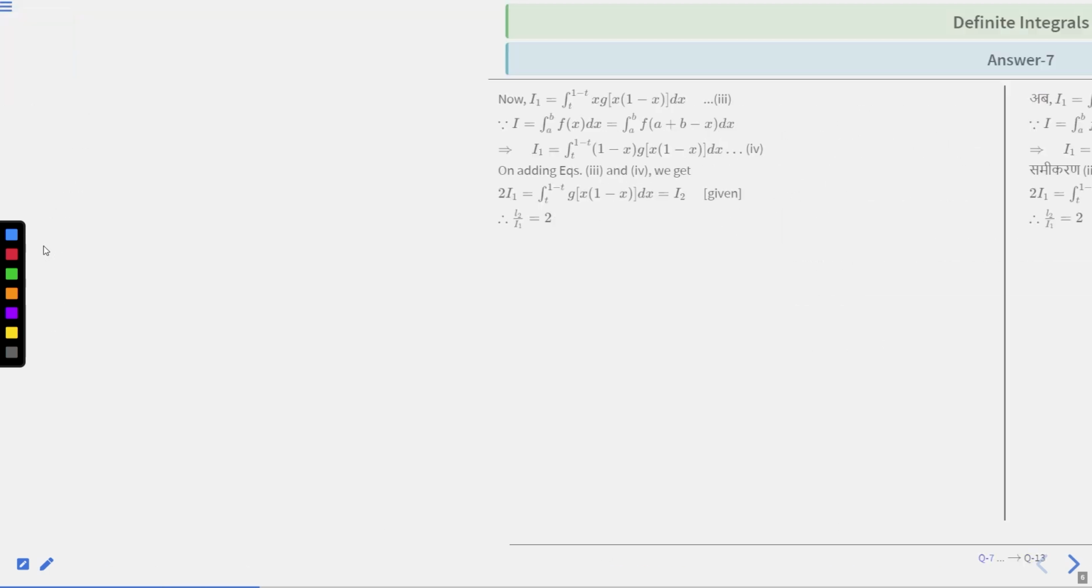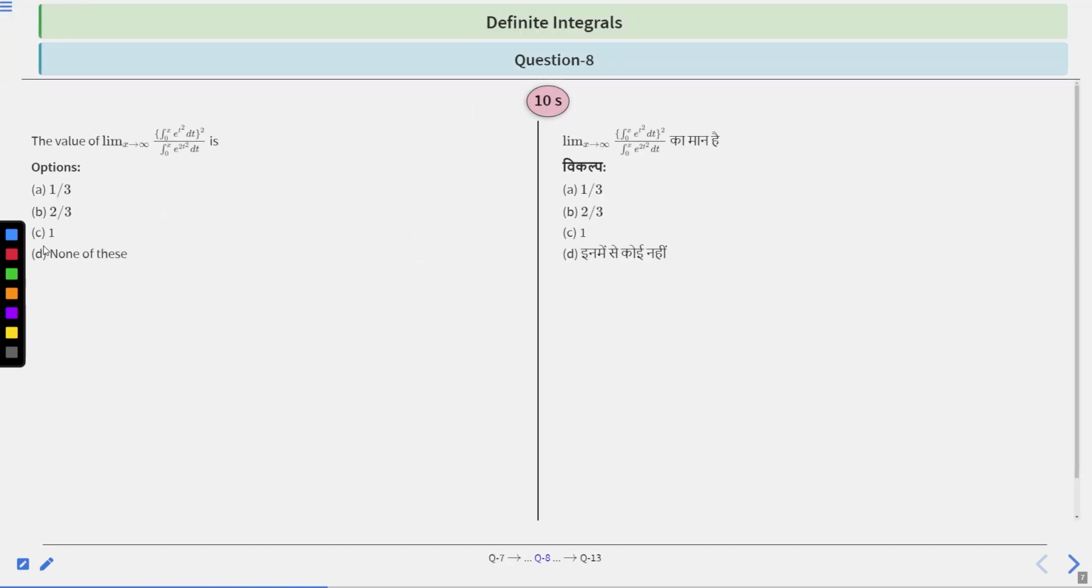Now let's move to the next question, question number 8, which says we have to find the limit as x extends to infinity of the integral from 0 to x of e to the power t square dt, whole square, upon the integral from 0 to x of e to the power 2t square dt.